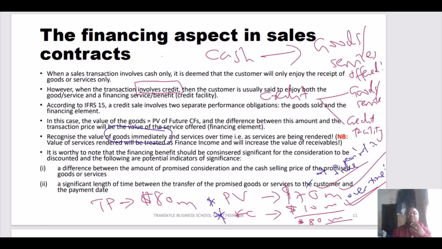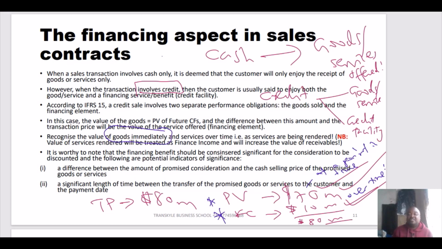Now, the question might come and say, shall we recognize revenue immediately when this customer is going to pay us the credit as a whole in 2 years? Like for example, the 70 million we are talking about here is going to be paid over 2 years. So shall we recognize the revenue immediately or over 2 years? Remember, we are using the matching concept. The performance has been satisfied immediately.